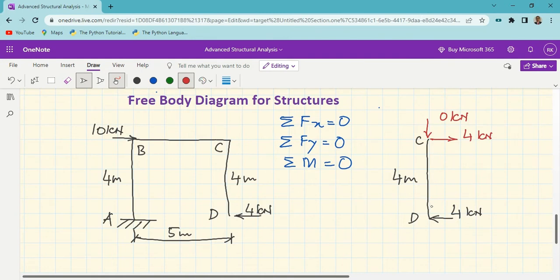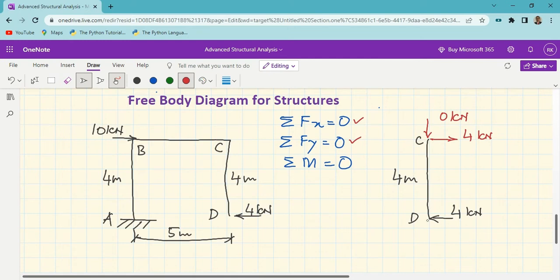Now, what is the moment? The third equation, we have taken into consideration the first equation, we have adjusted this 4 kilonewton. We have taken into consideration second equation, that is summation of forces in y direction is equal to 0. There is no force, so we have balanced it with 0 kilonewton acting upwards or acting downwards, anything we can do. Now summation of moment about this C point should be equal to 0.